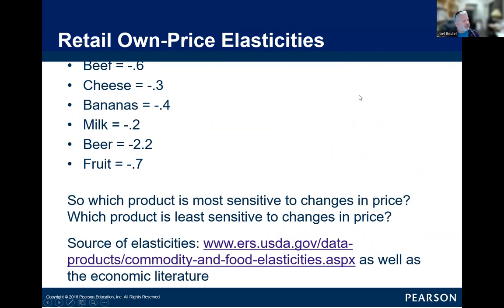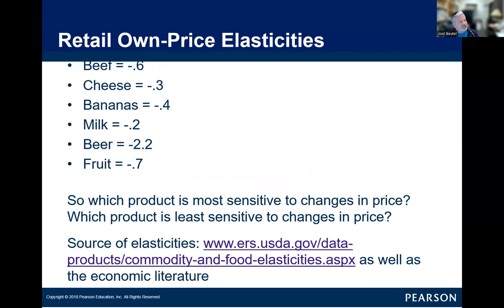So here's some examples of retail own-price elasticities that exist. We can see beef -0.6, cheese 0.3, milk 0.4. Beer is the only one that's going to be greater than 1 at 2.2. And why would that be?